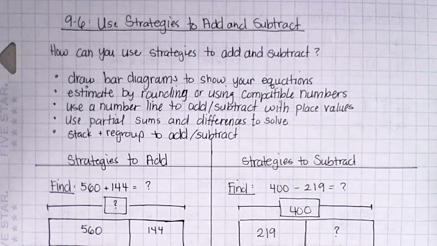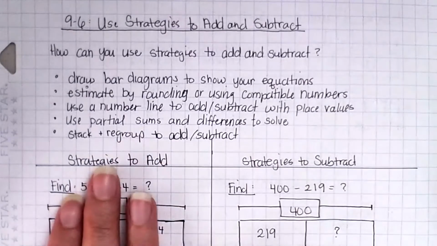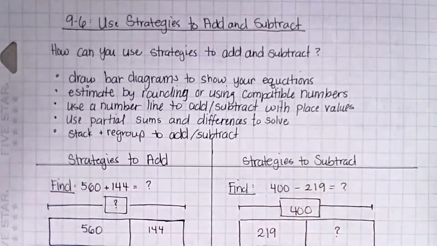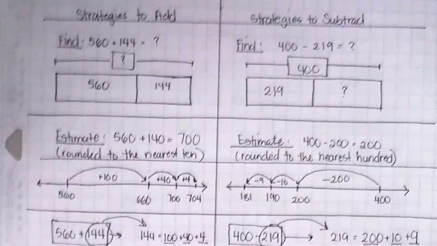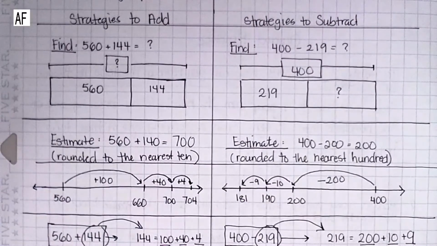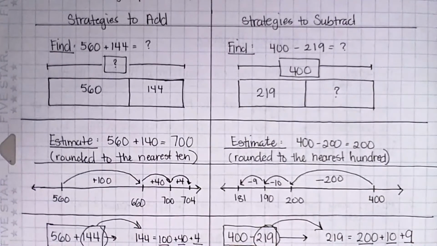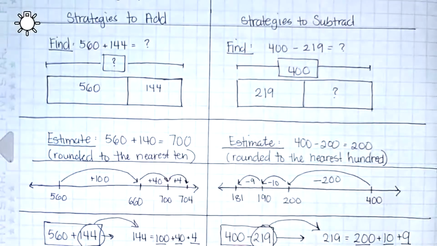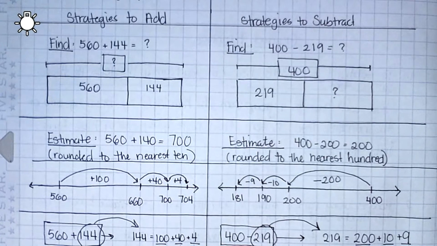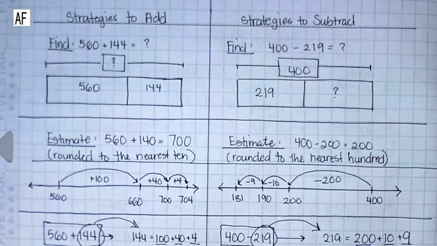So we're going to look at all of these different ways using two different equations. I'm using those strategies in this column to add, and those strategies in this column to subtract. So we have two different problems that we're going to be working on here. Now, in our strategies to add, we have the equation 560 plus 144, and I need to figure out how to find the sum of those numbers.